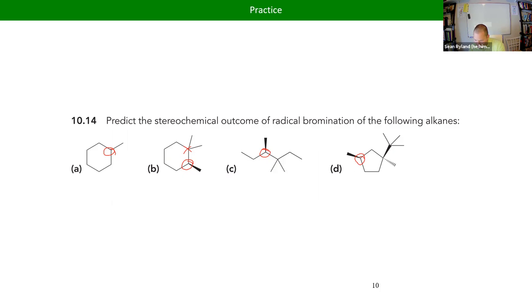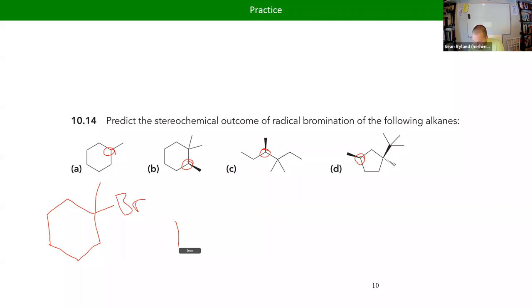All right, so our product for A would look like this: put a bromine where the hydrogen was. And does that make a stereocenter? Do we need to worry about R and S? Both directions around that ring are identical, right? So that's why we do need to pay attention for B, because on B, both directions around the ring are not identical. They're each going to have their own priority.